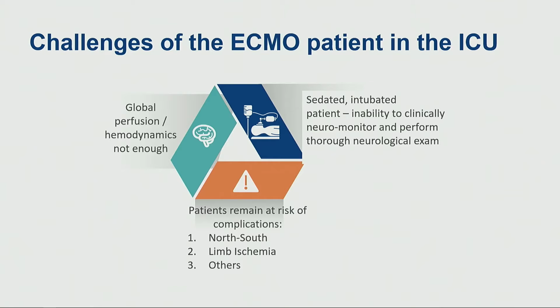The ECMO patient is another layer of complexity where, in addition to being sedated, intubated, where we cannot perform a neurological exam, as I'm going to tell you in the slides to follow, we mostly are focused on measures of global perfusion and oxygenation, and that may not be enough, specifically when we are looking at the brain. And then, most importantly, there are some specific complications in ECMO patients like north-south syndrome and downstream limb ischemia that are really critical and are common, more common than we would think they should be, and are certainly avoidable in a lot of situations.